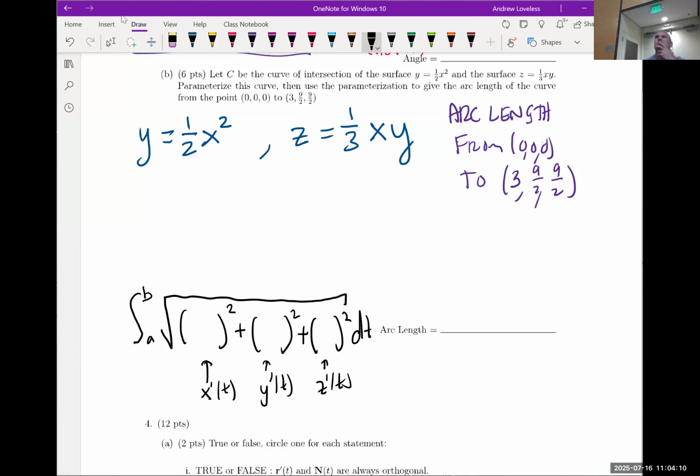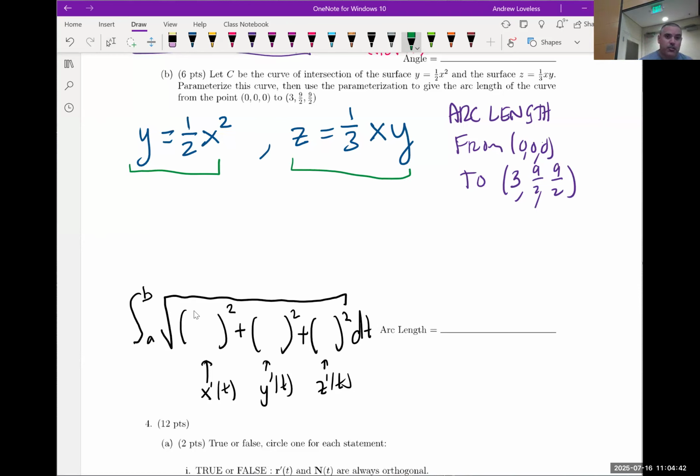What's the issue? The issue is we don't have a t. We don't have anything to take the derivative of. I actually need to describe the curve in terms of one variable, one parameter. So this question is less about arc length and more about this other skill. What's the other skill? It's parameterizing. So this right here is a cylinder. This right here is something I don't know what it looks like.